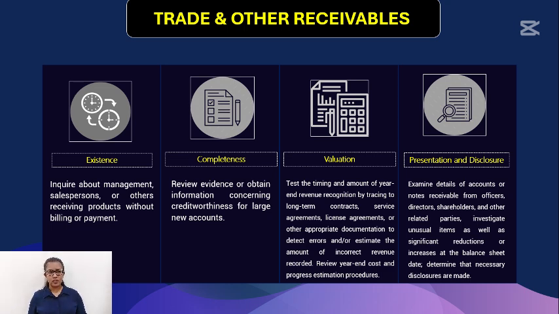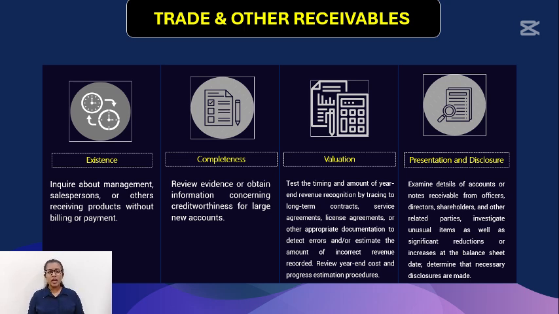Audit assertions guide this process. For existence, by inquiry, we ensure receivables are not overstated, by inquiring with management and the sales team about transactions without billing. The completeness assertion ensures no receivables are omitted by reviewing evidence for large accounts and creditworthiness. Under valuation, we verify if the receivables are accurately recorded by testing revenue recognition and assessing year-end estimates.